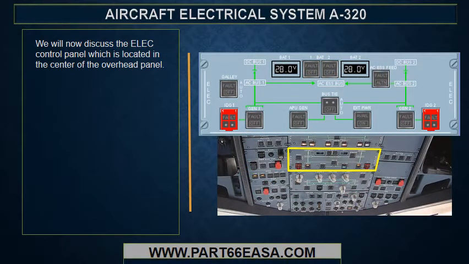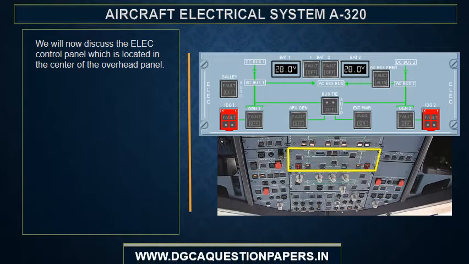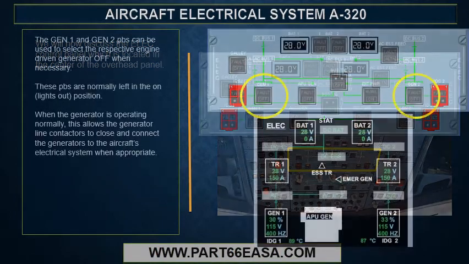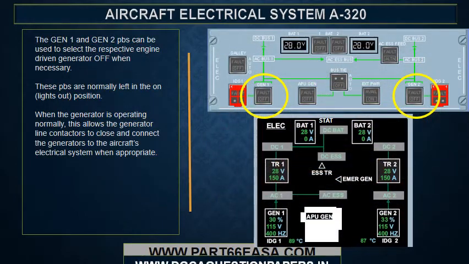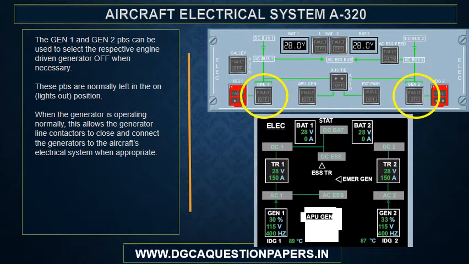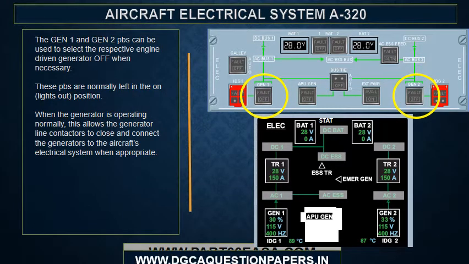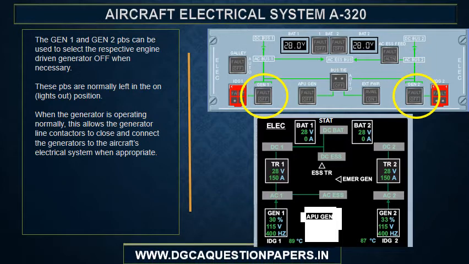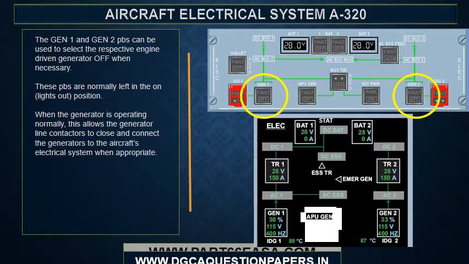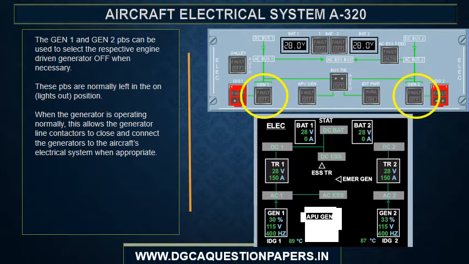We will now discuss the electrical control panel, which is located in the center of the overhead panel. The GEN 1 and GEN 2 push buttons can be used to select the respective engine-driven generator off when necessary. These push buttons are normally left in the on, lights out position. When the generator is operating normally, this allows the generator line contactors to close and connect the generators to the aircraft's electrical system when appropriate.